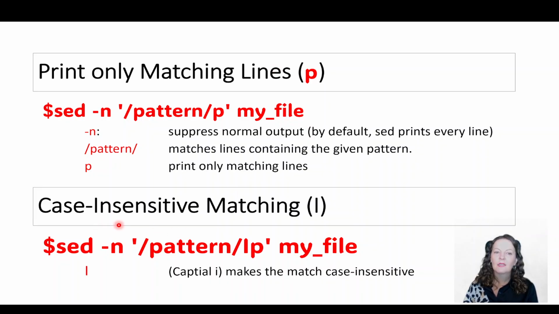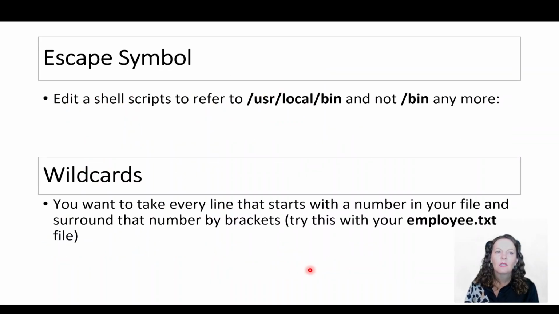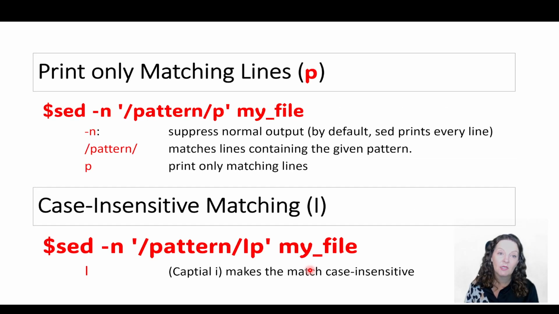If I want to make it case insensitive, which looks like a pipe symbol, it is not. It is a capital I, and that makes it case insensitive. So whatever the pattern is, Kilkenny, it doesn't matter if it's uppercase or lowercase, I want to print it. So there's my capital I, makes it case insensitive. All right. You're not going to remember all of this off by heart, and I definitely do not expect you to, but what I want you to do is to practice them, okay? And the lab will help you do those.